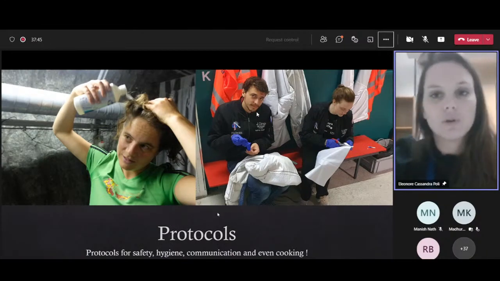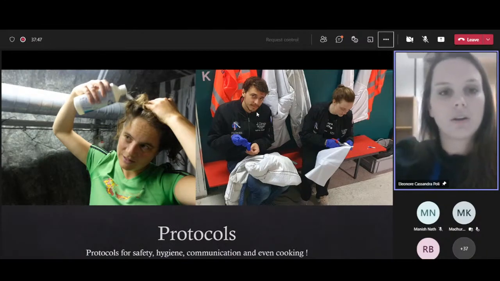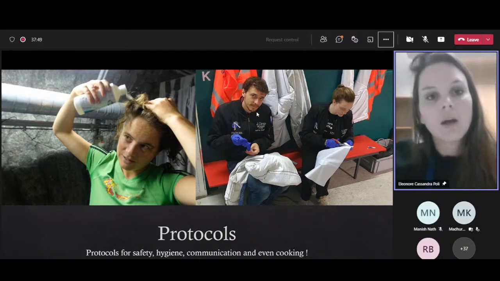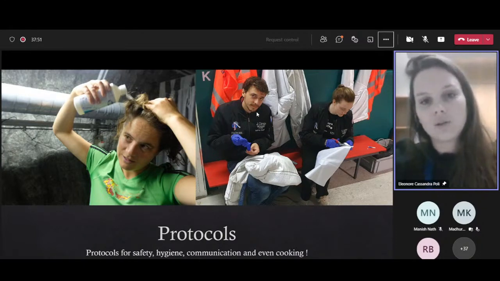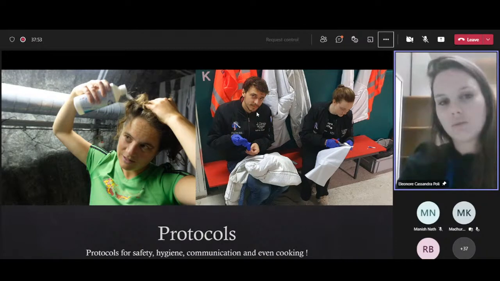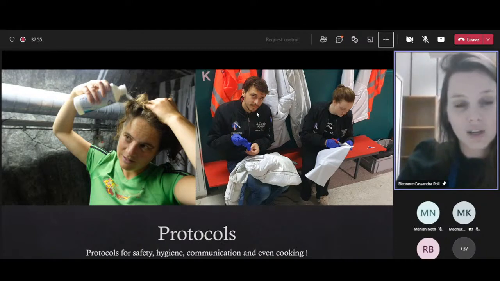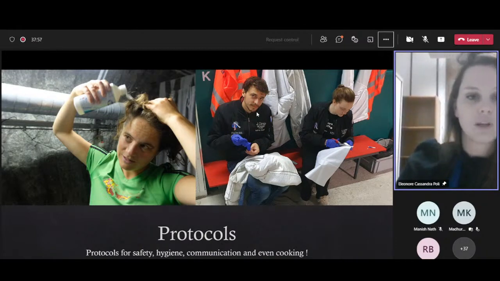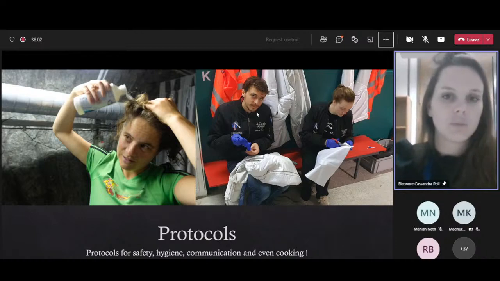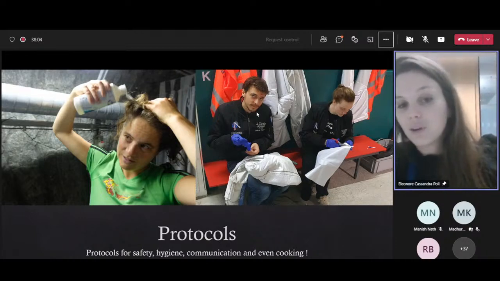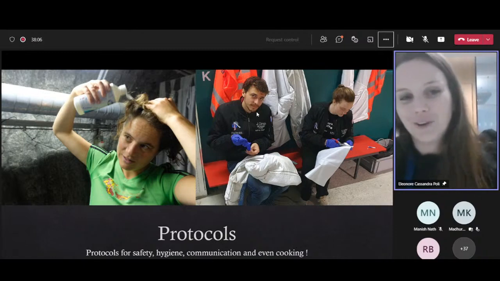But there's other stuff that you might want to test. For example, protocols. Here you see 3 of my astronauts. On the left, you see Manuela Humble. She was using a dry shampoo. You think, maybe, how is this relevant? But actually, hygiene is really, really important when you do very long space missions. And you need to understand, okay, what kind of material do we take? Because maybe you won't have enough shampoo for 3 or 4 years if you're on Mars.